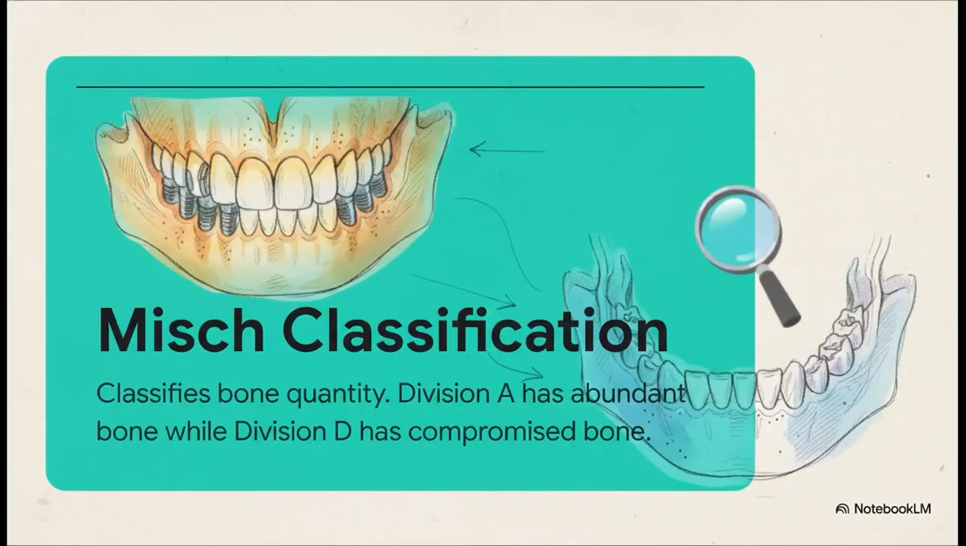When we look at the remaining bone, we use a specific grading scale. You absolutely must know the Misch classification for your exams, know the name, know the definition. Carl Misch created this to classify bone quantity and quality. Division A, that means you have abundant bone, easy day at the office. Division D, severely compromised bone, major challenge.